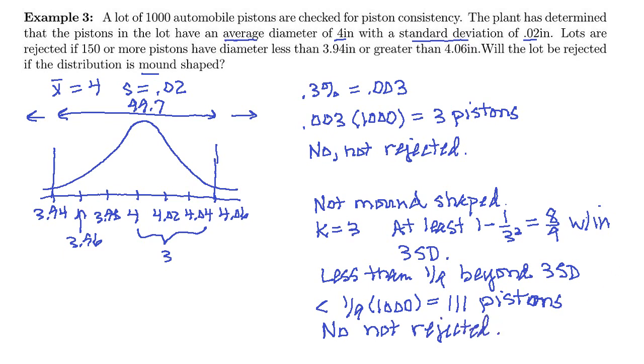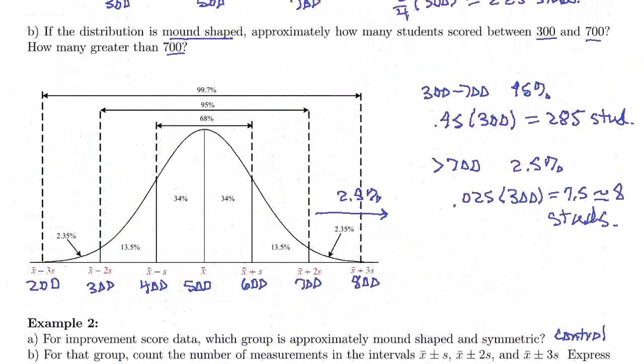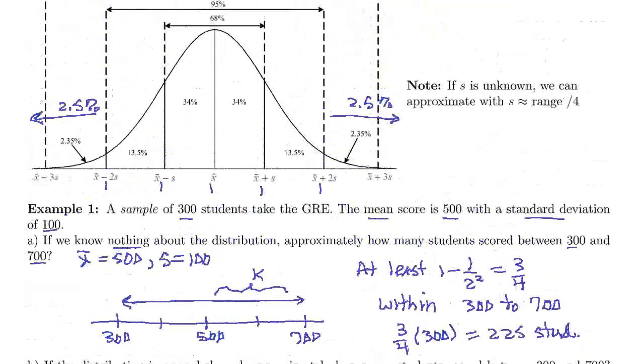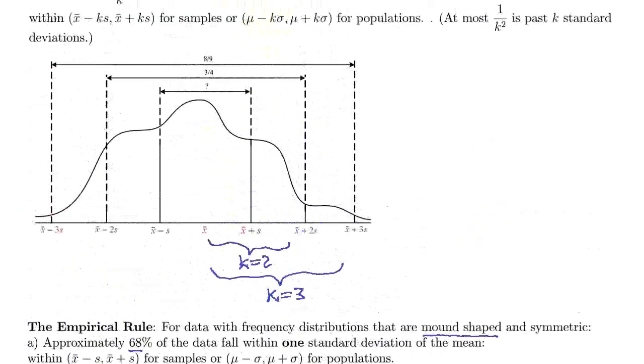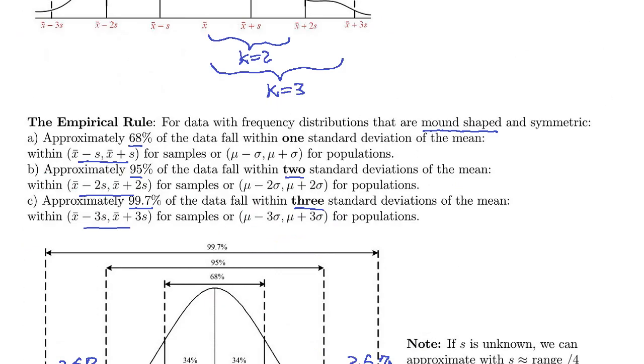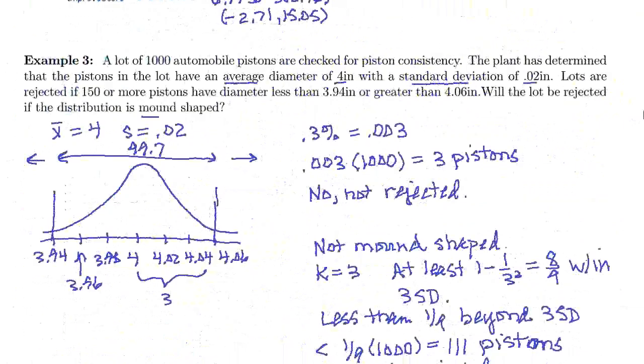And again, for the normal distribution, I'm using this diagram, 99.7 within, so that means 0.3 out here. And then for the Chebyshev, I'm using this one. So 8/9 is within 3 standard deviations, so less than 1/9 is left outside. So that's the thinking process there.